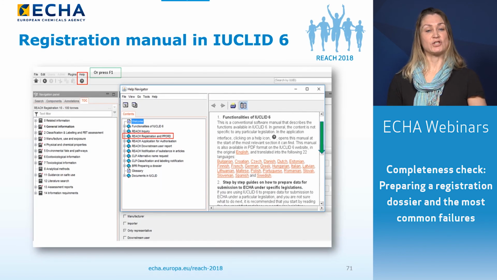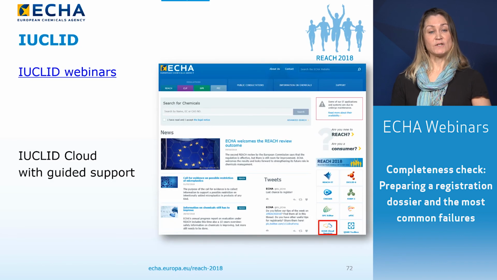We also have the same registration manual available in EUCLID 6, and you can access it by pressing the F1 button or using the help button on the top of the EUCLID 6 interface. Then I wanted to mention the EUCLID webinars which we have available. The latest one was done just by the end of last year, so it's only a few months old. And I wanted to mention in this case the EUCLID Cloud, which you can access from the ECHA website as seen on the screenshot. And the EUCLID Cloud has integrated and guided support to help you with your registration.